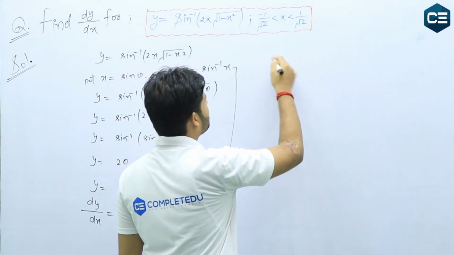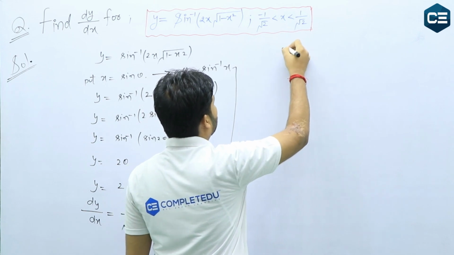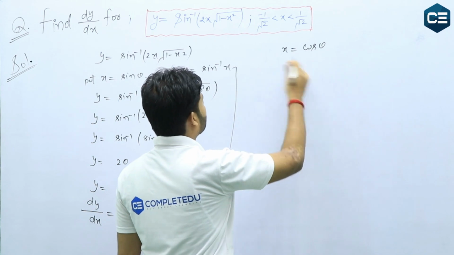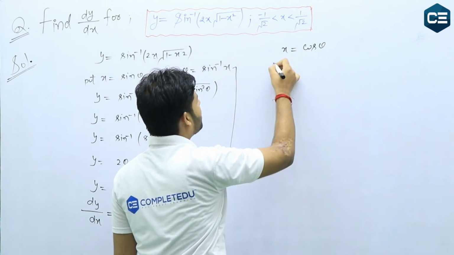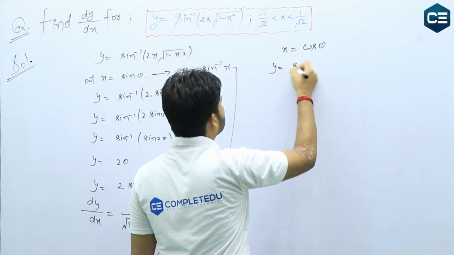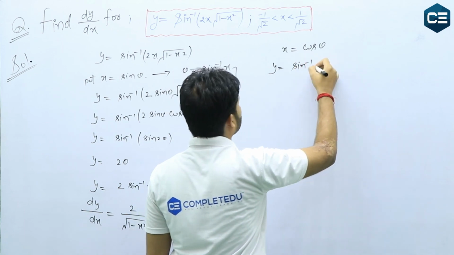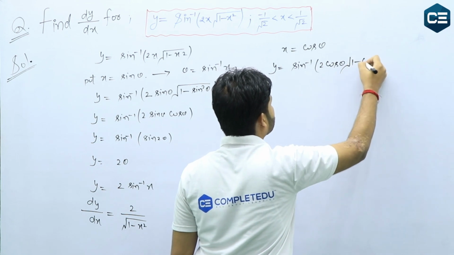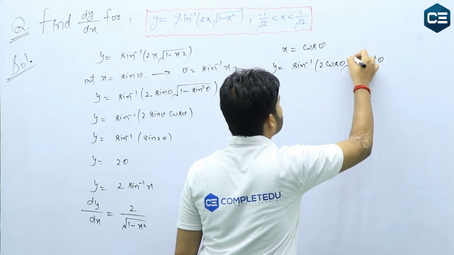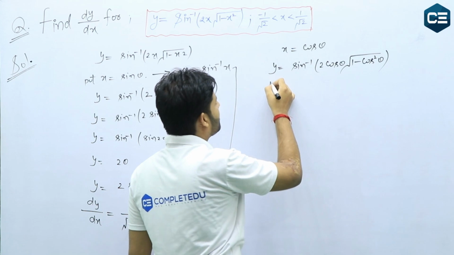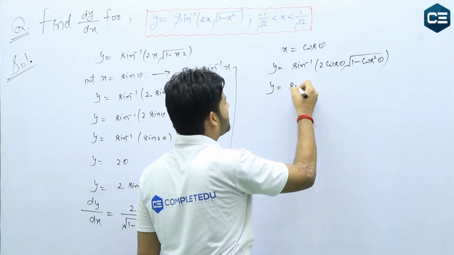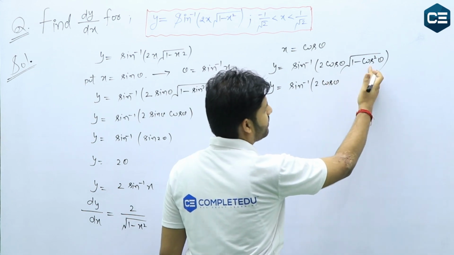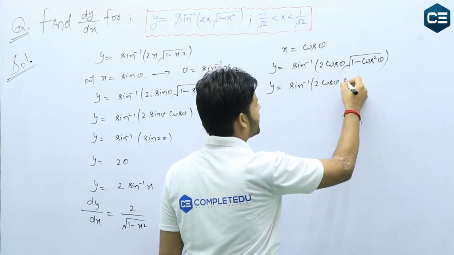The student took the same problem. He substituted x equals cos theta. On putting this in this format, we get y equals sine inverse of 2 cos theta square root of 1 minus cos square theta. On simplifying, we get sine inverse of 2 cos theta, and 1 minus cos square gives sine square, the root cancels out, we get sine theta.